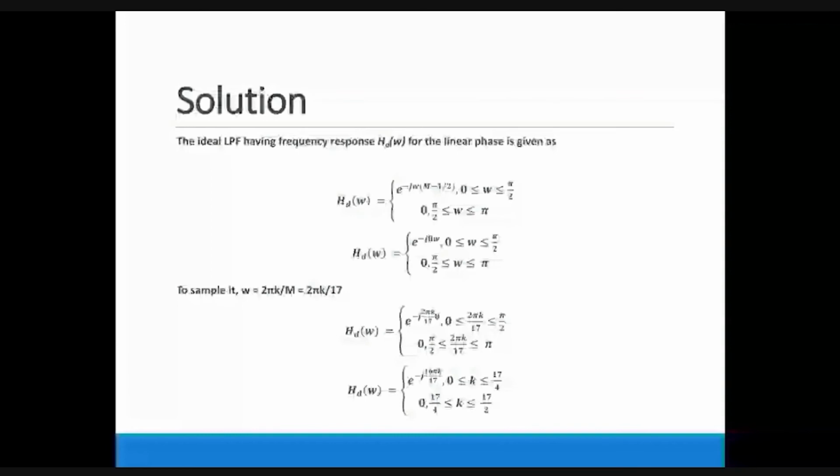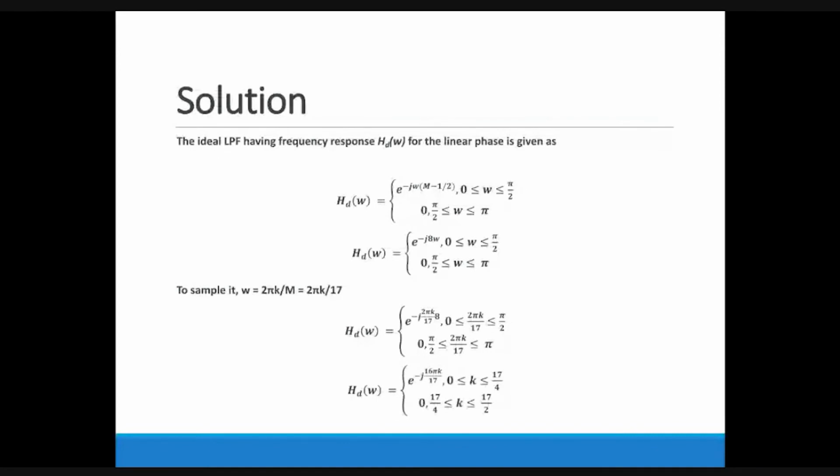Here omega is equal to 2 pi k by M, so that value you have to write is 2 pi k by 17. In the above equation, you replace the value of M with 17. So you are getting e raised to minus j 8 omega, and the value of omega is from 0 to pi by 2.